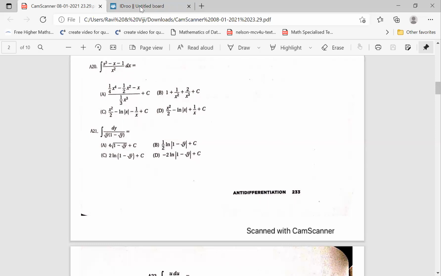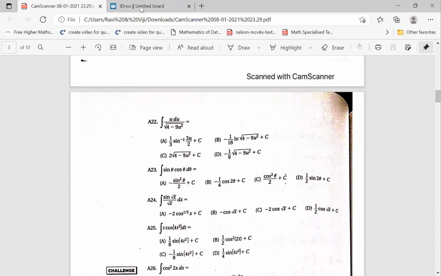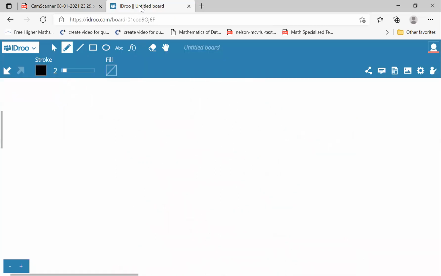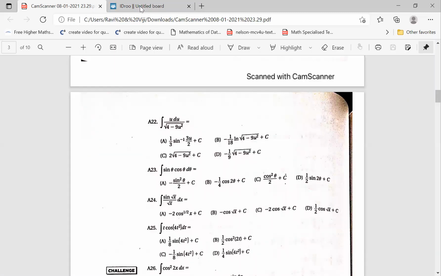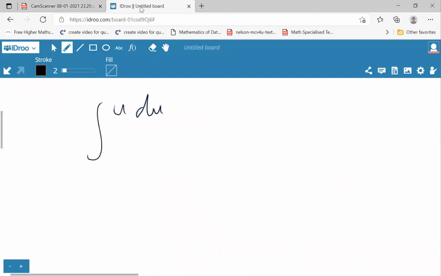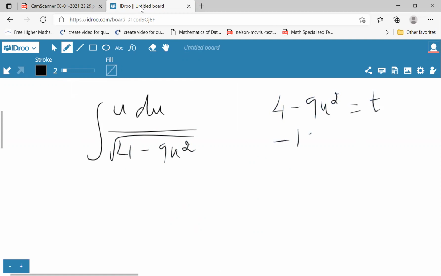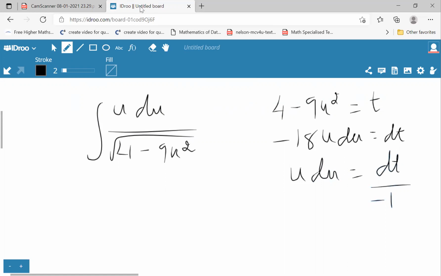All right. Now coming to the 22nd one. Integration of u du by root of 4 minus 9u squared. Now let us take 4 minus 9u squared to be t. Differentiating on both sides, we'll get minus 18u du is equal to dt, or we need only u du. So u du will be dt by minus 18.